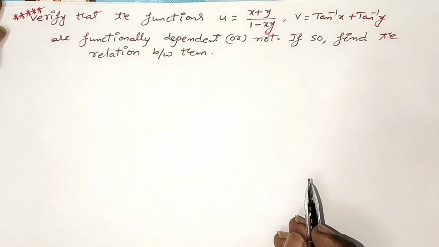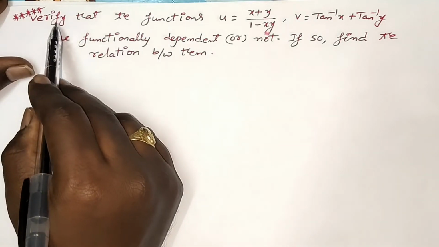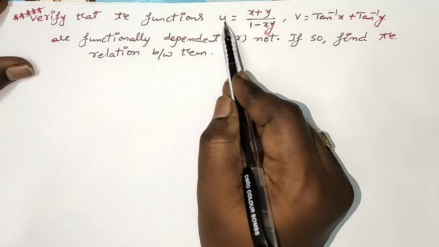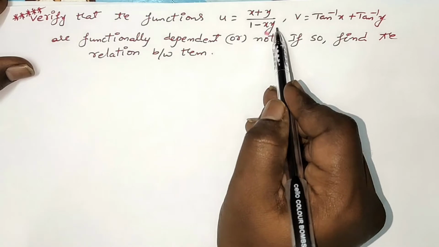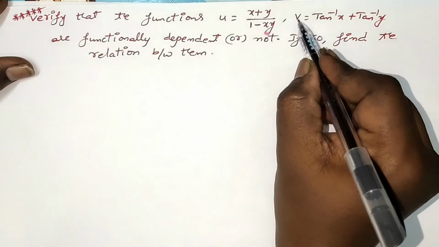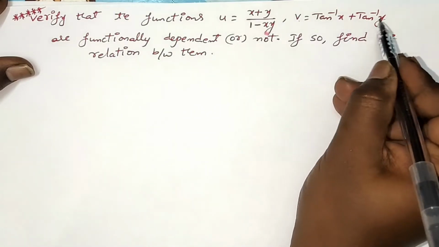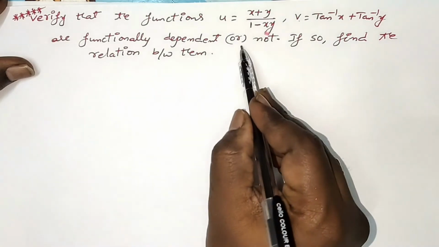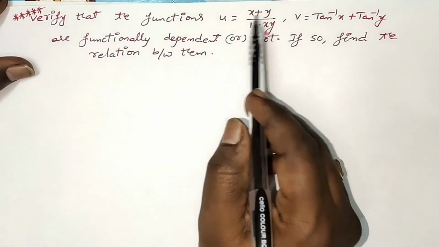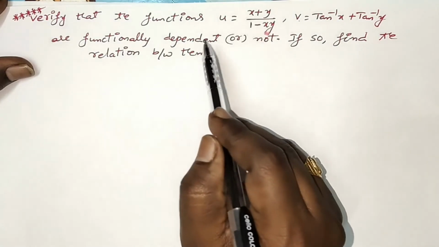Hi everyone, this is another example on functional dependence. See the statement. Verify that the function u is equal to (x plus y) by (1 minus xy) and another function v is equal to tan inverse of x plus tan inverse of y are functionally dependent or not. We have to check whether these two functions are functionally dependent or not.